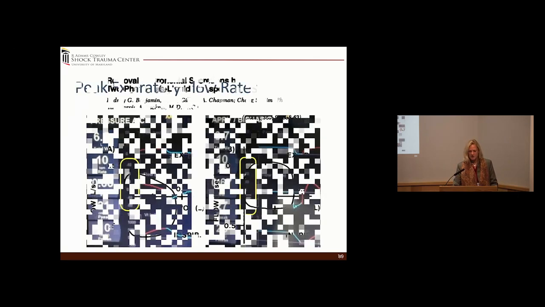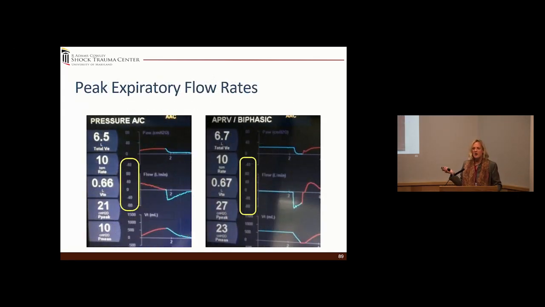We actually noticed this in our APRV patients. On conventional, their expiratory flow rates were, in this example, 40 liters, and transitioning over to APRV, 80 liters. So almost always they double from your conventional mode. Well, what does that mean? A lot of times, all of a sudden, the endotracheal tube would become completely obstructed right after transitioning, and you would just start suctioning a lot of secretions.